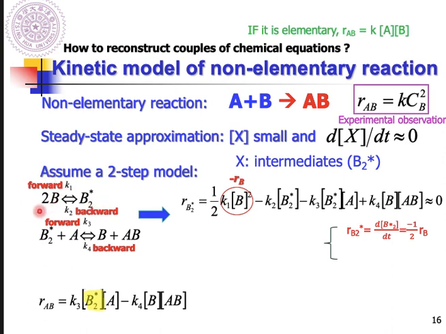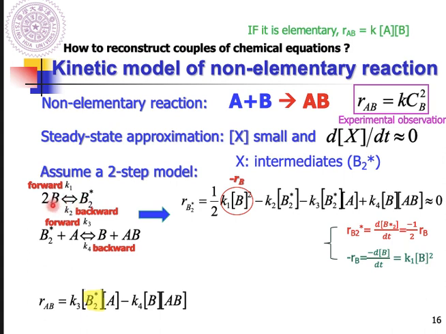You consume 2 moles of B, you generate 1 mole of B2 star. So the relationship should be like this, right? RB2 star will be equal to minus 1 over 2 RB, because you consume 2B, you get 1 B2 star. So based on this, you can put here minus 1 over 2 RB. And what's the RB? RB actually is K1B squared.